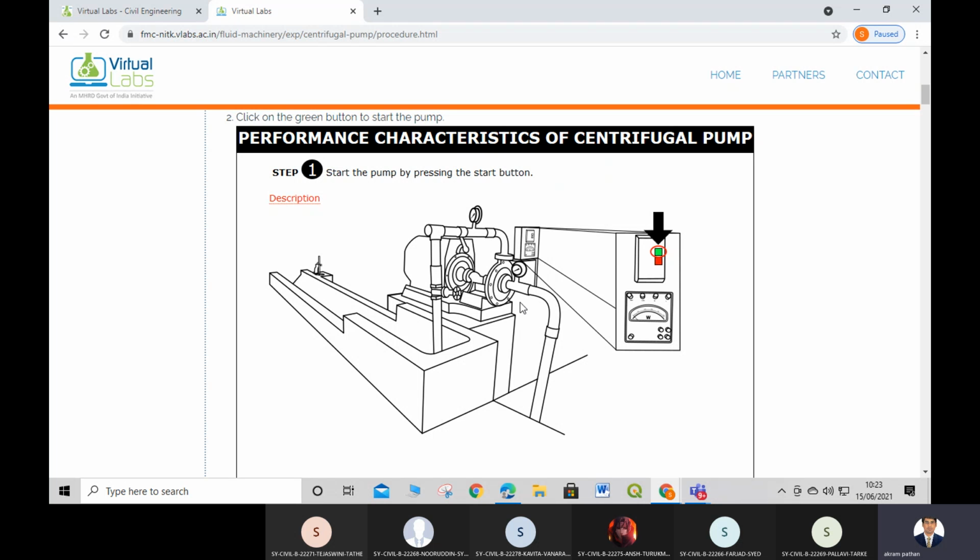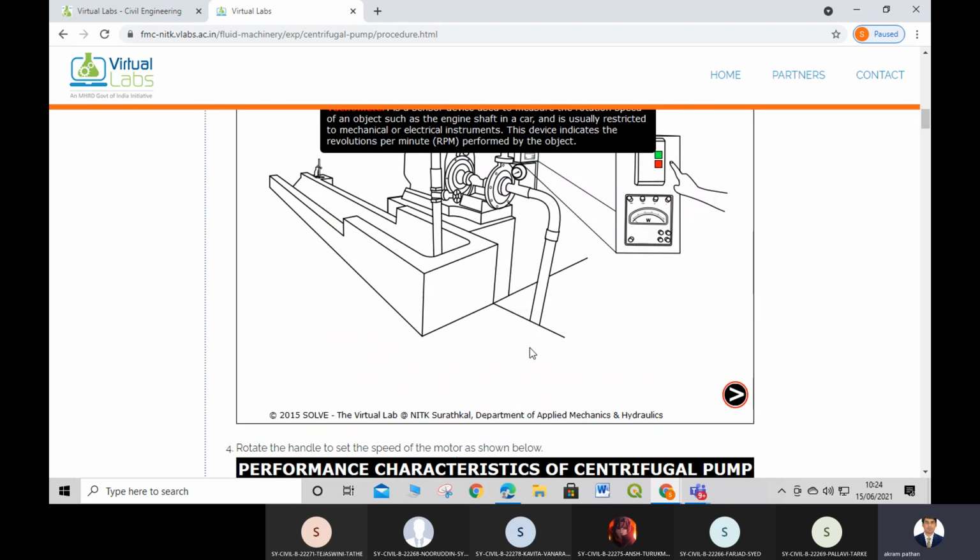Then with the help of the tachometer, we have to take the speed of the pump, and we also have to note down how much electricity is consumed by the pump with the help of this meter. So this electric meter will give us how many watts this pump consumes. So these are the things we have to note down.